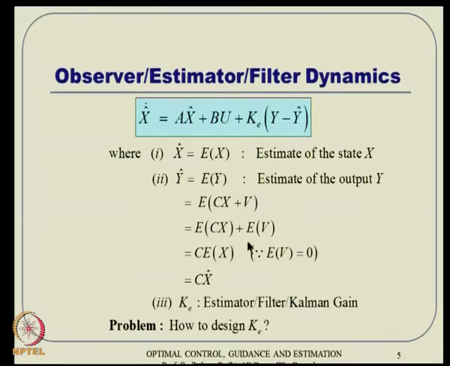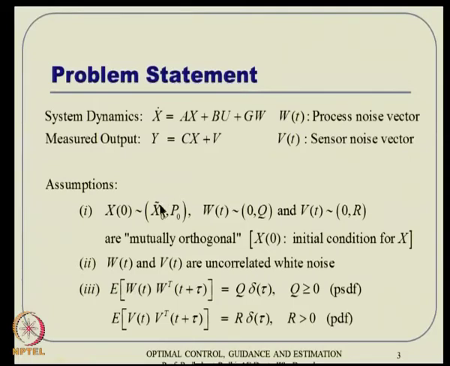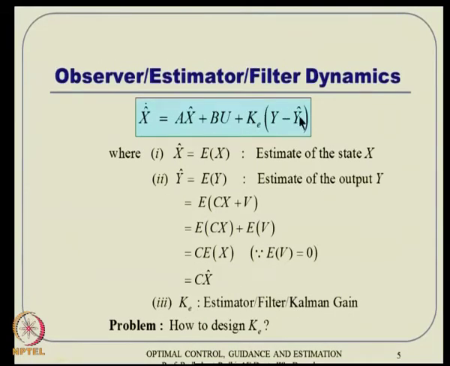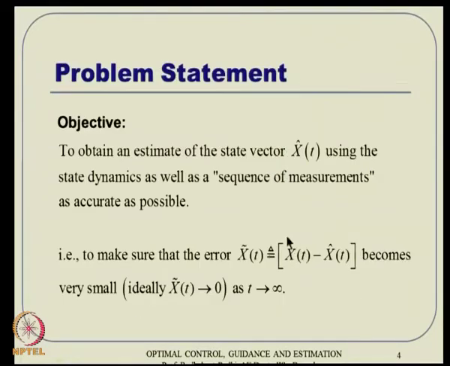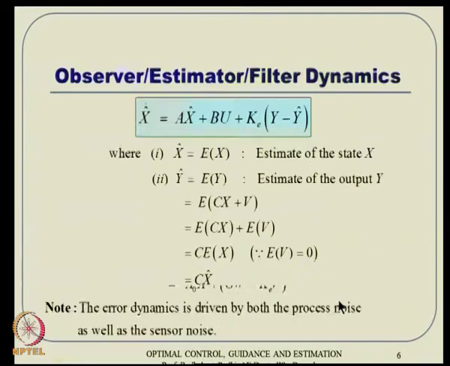So, Ke is nothing but the gain: the estimator, filter or Kalman gain. Now, the whole point is how to design this Ke. Once we know this Ke, we have got this initial condition, at least in the mean value sense, and we can simply propagate this dynamics. That is the whole idea here. But you have to design Ke in such a way that the error goes to 0 as t goes to infinity. That is the primary objective. How to design that?